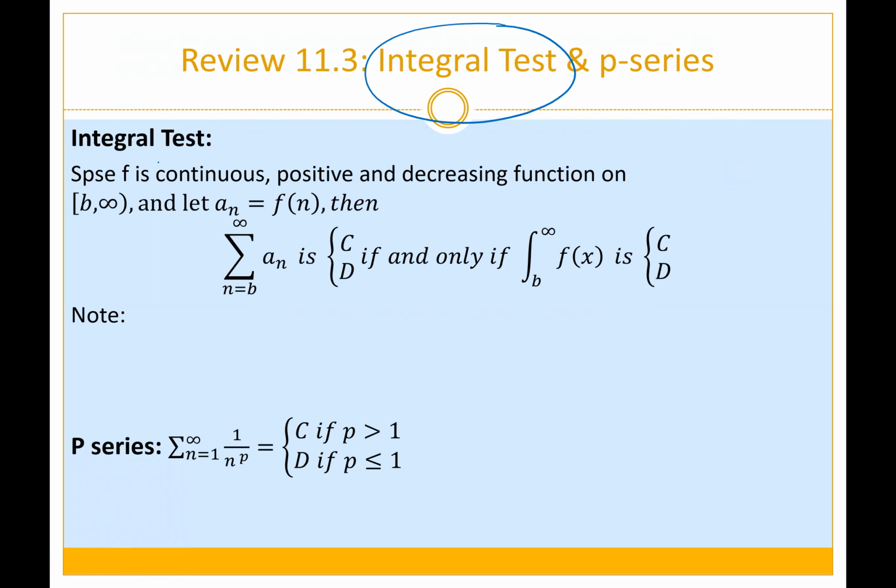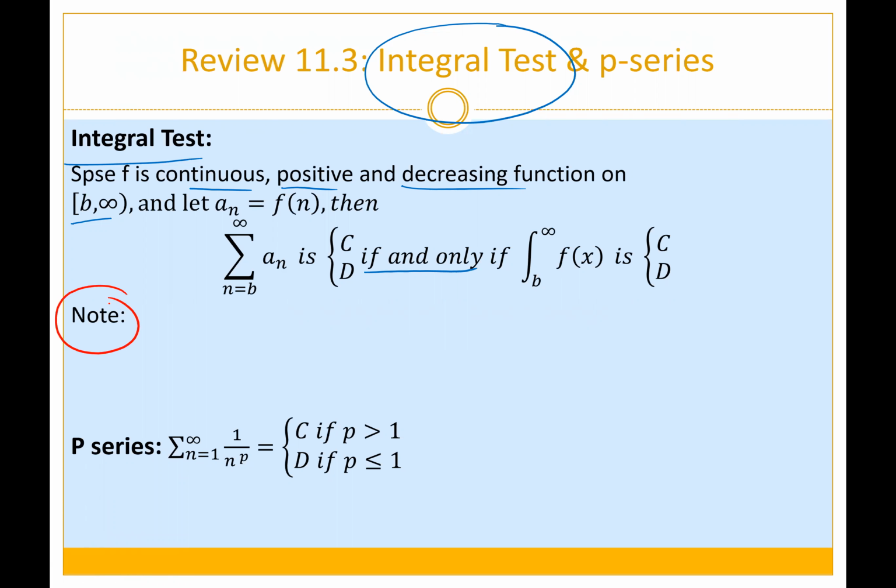the integral test. The integral test says if you have a function f that is continuous, positive, and decreasing on an interval from b to infinity, and you have the series of a_n with a_n equal to f of n, with n from b to infinity, then it's convergent if and only if the integral from b to infinity of f(x) is convergent, and it's divergent if that integral is divergent.